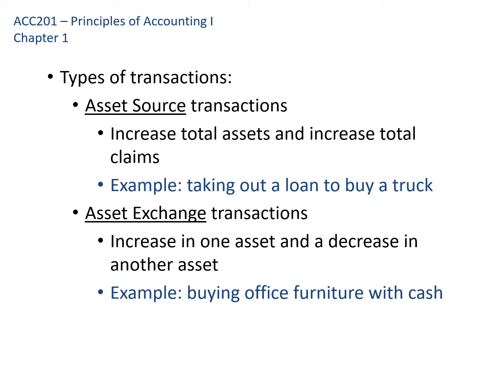That's where both the increase and the decrease happen on the same side of the equal sign and they offset each other. So one asset goes up and another goes down. An example there might be buying office furniture with cash. So my cash goes down, that's one type of asset. Office furniture goes up by the same amount, that's another type of asset. So my equation stays balanced.